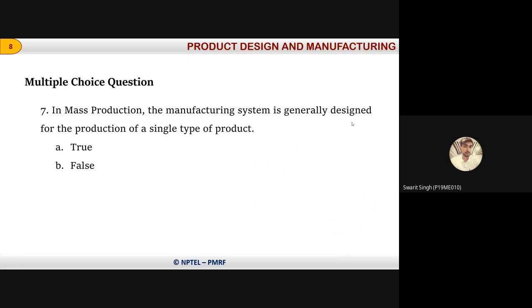Okay, so these types of components are produced in masses. For mass production, the manufacturing system is generally designed for production of a single type of product. That production line is designed for producing that bolt only, because the requirement of bolt is persistent from year to year. From one time to another, there is always a demand for those bolts and nuts. So those kinds of production lines are mass production lines.